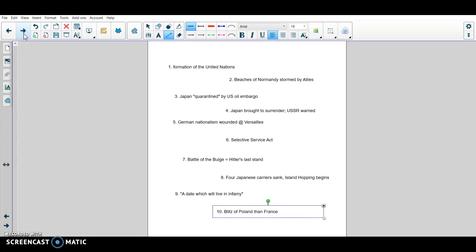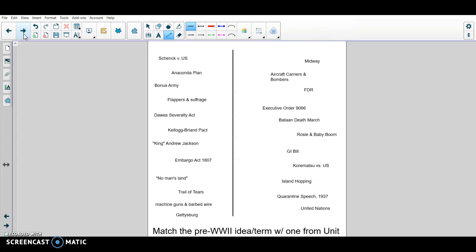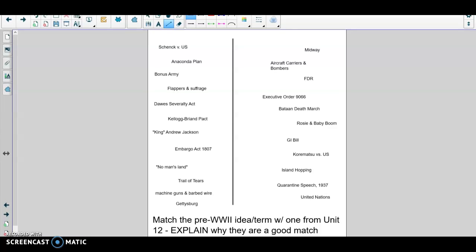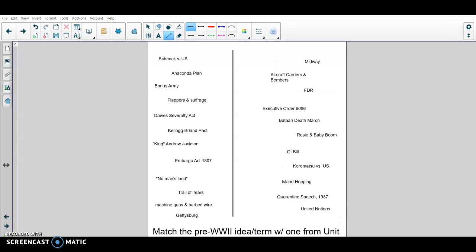This is chronology, putting things in order. And finally, match the pre-World War II idea or term with one from Unit 12. Explain why they are a good match. That's the key. Work together with your classmates on this.